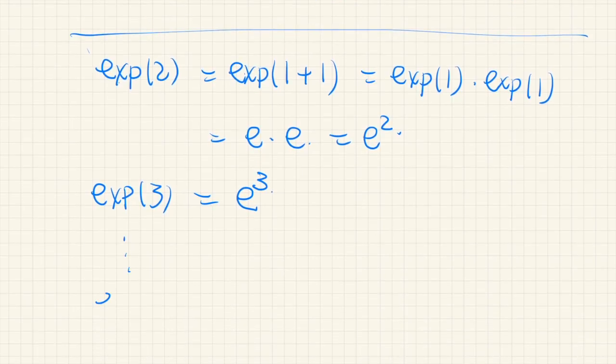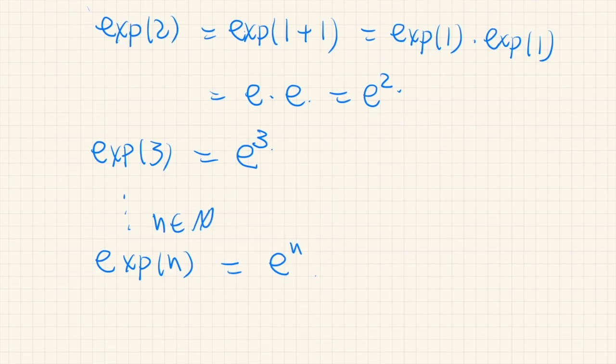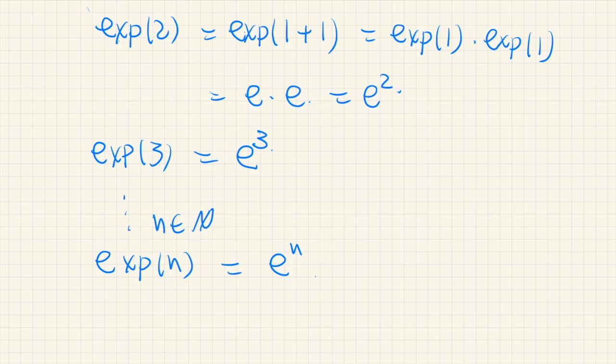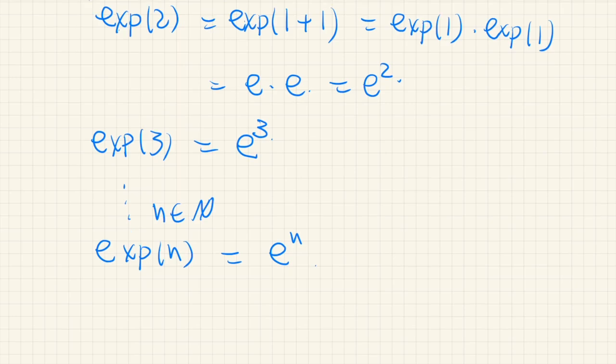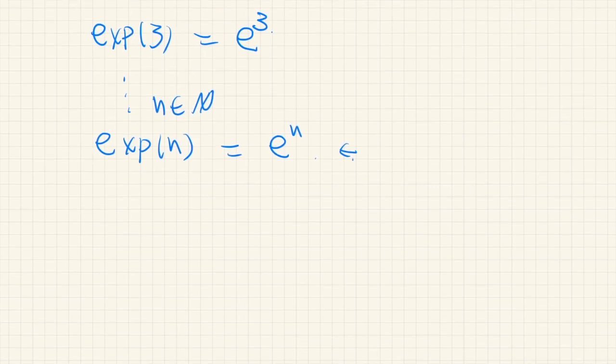And more generally, for any natural number n, this is equal to e to the power of n. So at least for natural numbers, now we have proved that exponential of n is equal to e to the power of n. Next, we are going to extend this relation to any integers, including negative integers. To begin with, we know that exponential of 0 is equal to 1.